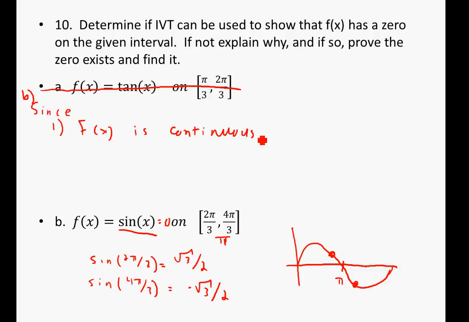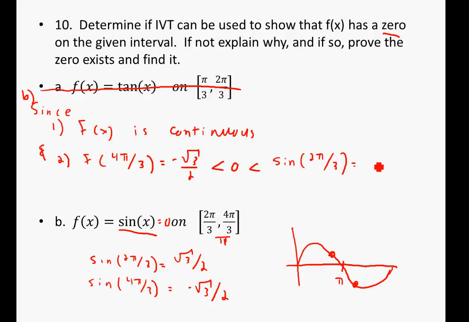That's the first condition. And 2. You got to say that one endpoint is less than the number we're looking for, which is 0, and one endpoint is greater than it. So we're going to take the one that's less than it, sine of 4 pi over 3, and f of 4 pi over 3 is less than 0. I'm just going to say what it equals, which equals negative root 3 over 2, is less than 0, which is less than sine of 2 pi over 3, which was root 3 over 2.